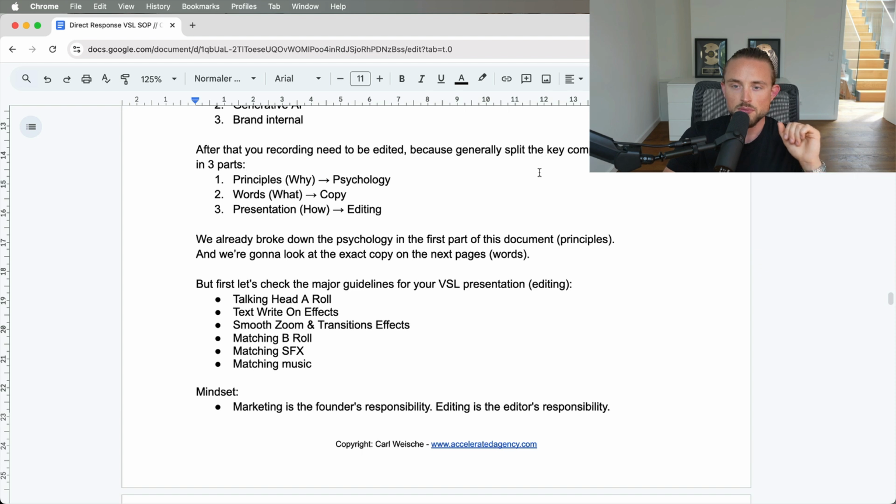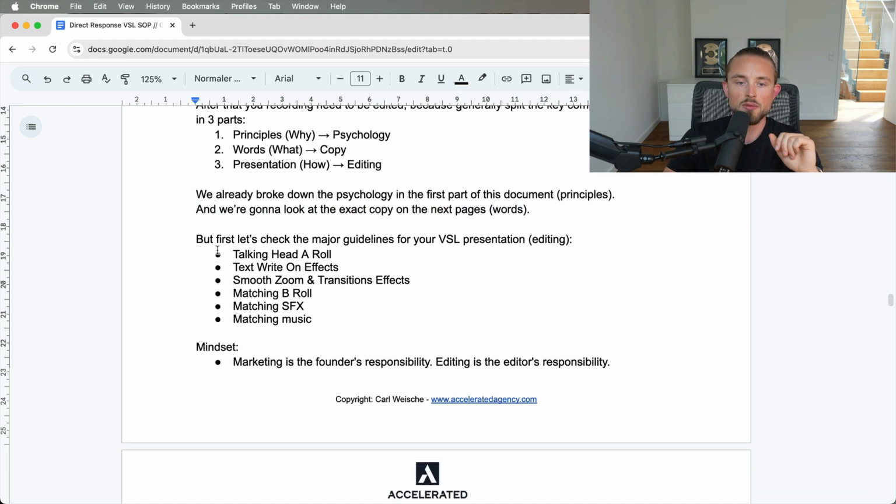Because generally, you can split the key components of a VSL into 3 parts. It's first of all the principles, meaning all of the psychology. Secondly, the words, so what is being said, and then the presentation, how we present it to the prospects with editing. So we already broke down the psychology, and we're going to look at the exact copy after this. Now let's talk about editing. How do we present it to them?